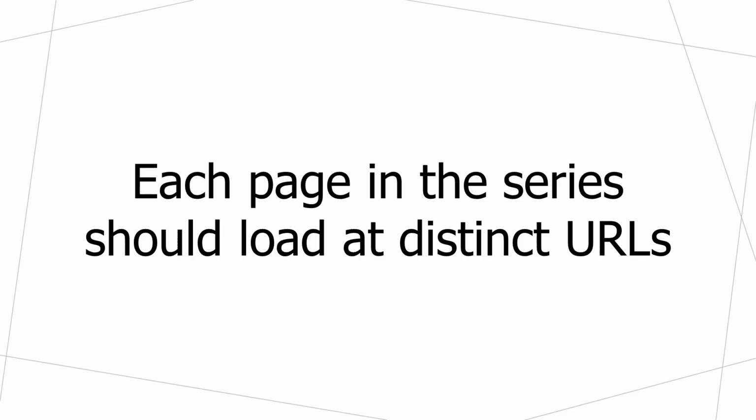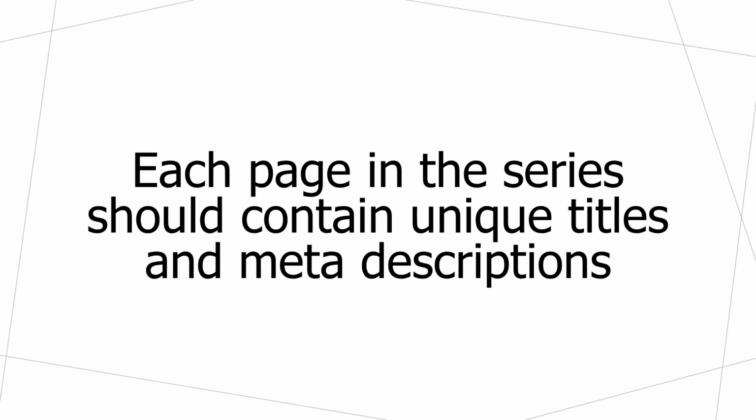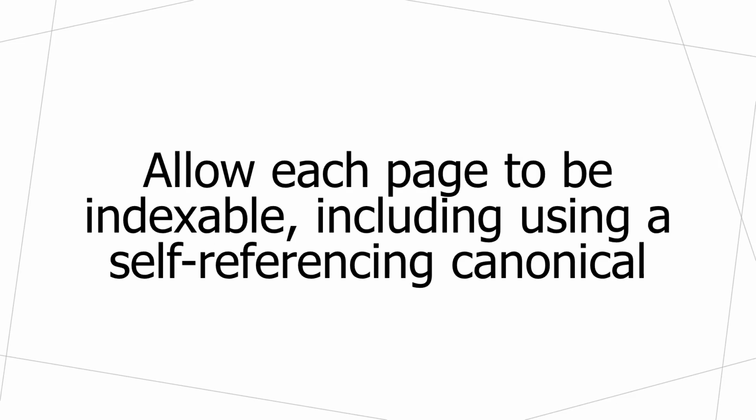Your component pages need to load at distinct URLs, such as /page/2 or ?page=2. Each page in the paginated series should contain unique content, a unique set of items in this list. As well, each component page should have a unique title and meta description tag. It's best if each component page is indexable and has a self-referencing canonical. Basically, we want to make sure that each page in the paginated series is a page that bots can crawl and bots can index. And there is an important note here.